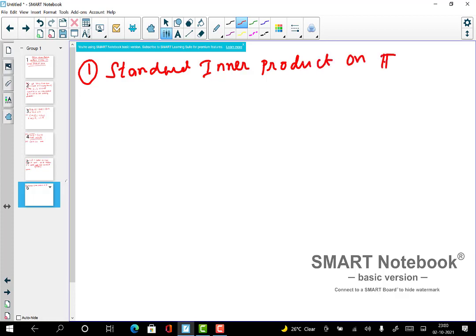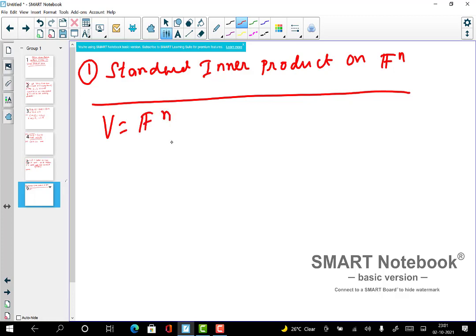Let me define the most important one, the standard inner product on Fn. If F is the field, and you choose Fn, that will be a vector space of dimension n over F, and then you can talk about whether I can define an inner product or not. Obviously you can define it. In this case my V is Fn, and I am defining that map.